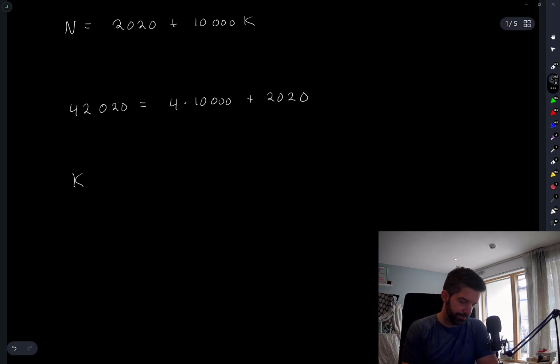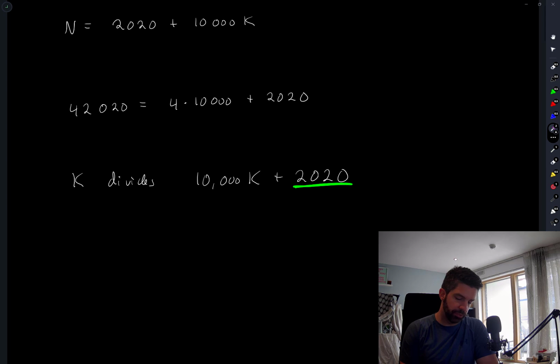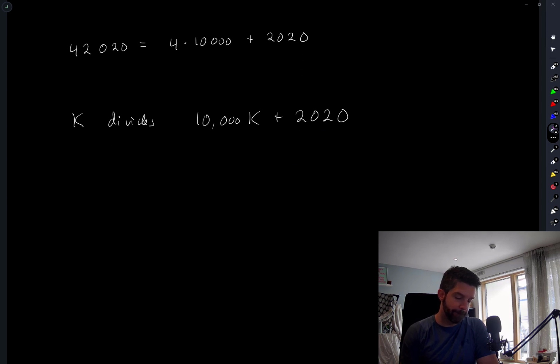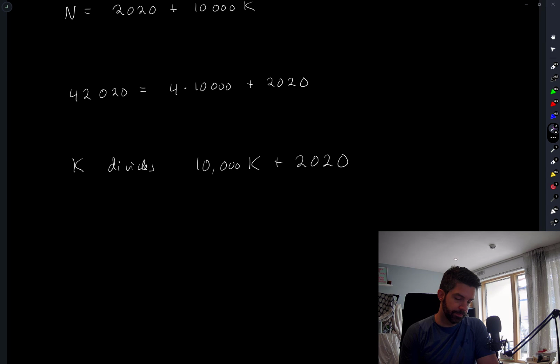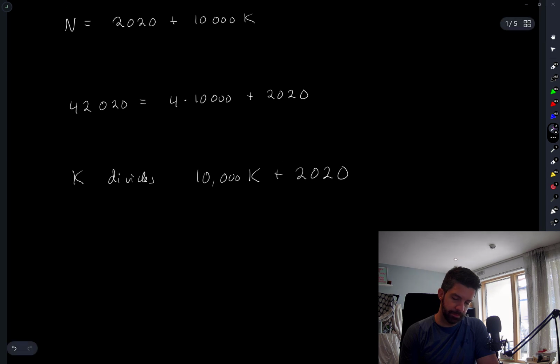So K divides 10,000 K plus 2020. Well, am I then just not looking for divisors of 2020? K, of course, always divides 10,000 K. And so I just need divisors of 2020.